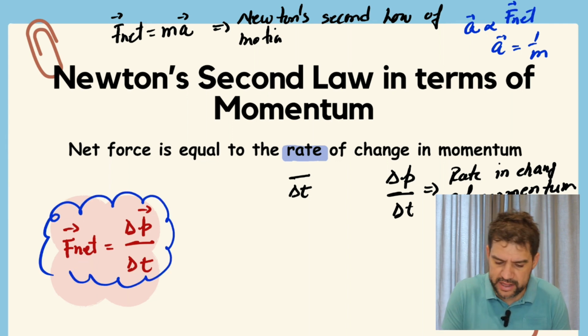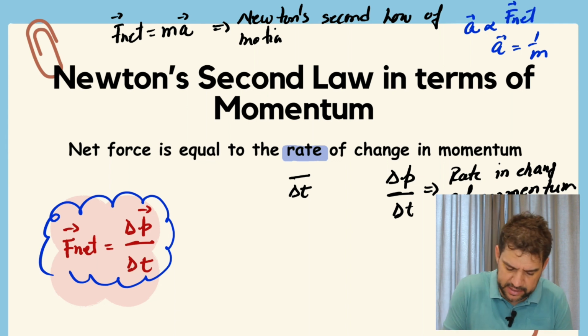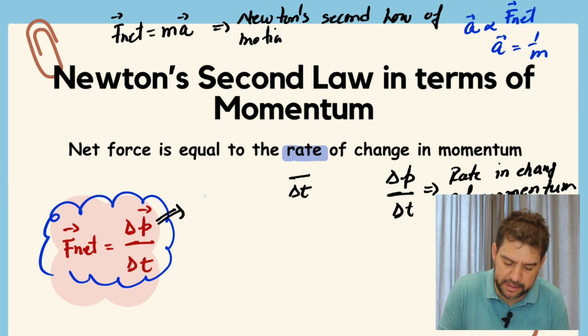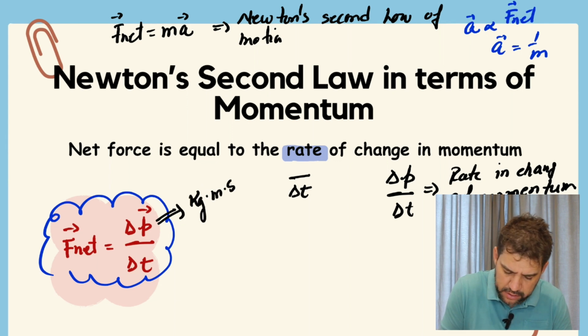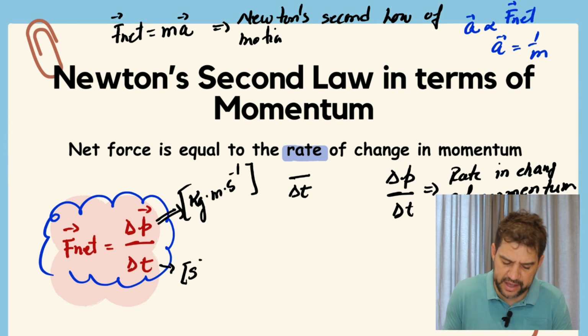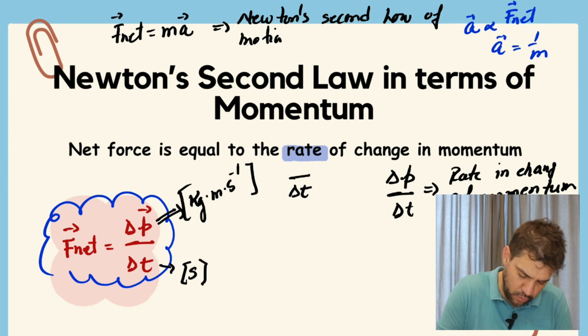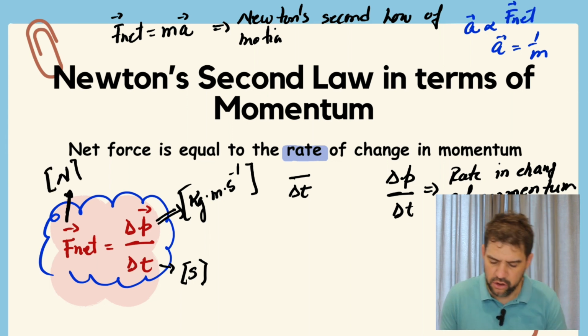We know already, from the previous video, that the unit for change in momentum is kilograms meters per second. We know that the unit for time is seconds. I'm speaking about the international unit. And we know that for force, because we've done a lot of work about force, the unit is the Newton. So now you have all the units.